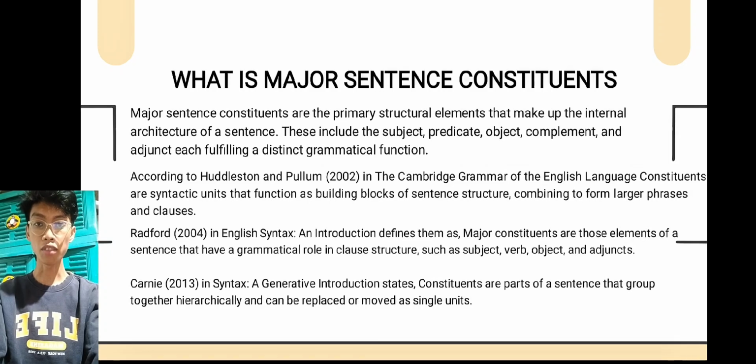Next, Radford in 2004, in English Syntax: An Introduction, defines major constituents as those elements of a sentence that have a grammatical role in the clause structure, such as subject, verb, object, and adjuncts. Carnie, 2013, in Syntax: A Generative Introduction, states constituents are parts of a sentence that group together hierarchically and can be replaced or moved as single units.